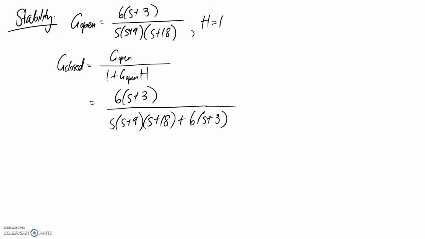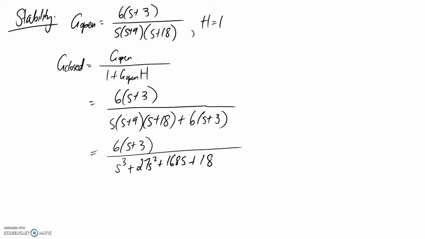Alright, so that's what my closed loop transfer function ends up being, and if I want to perform a Routh table analysis on this, I'm going to need to know what each of the coefficients in front of the s's are, which means I need to expand out the bottom line. If you go to that effort, we end up with s cubed, 27s squared, 168s, and 18.